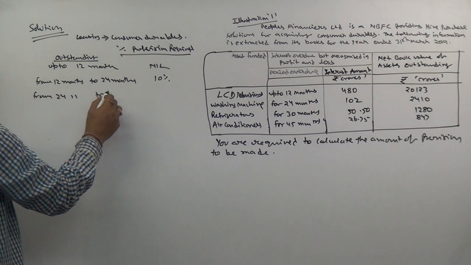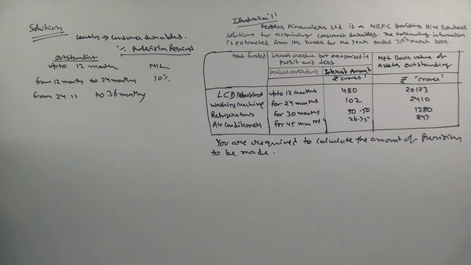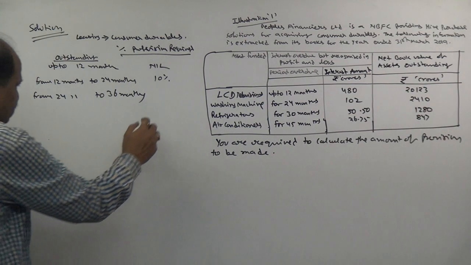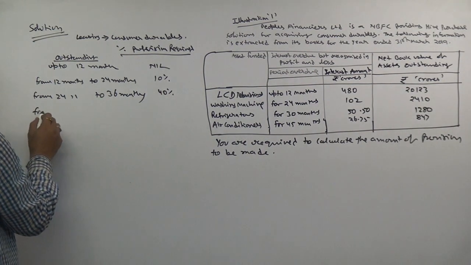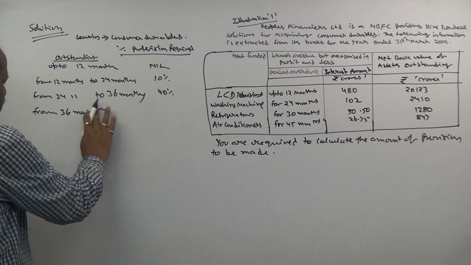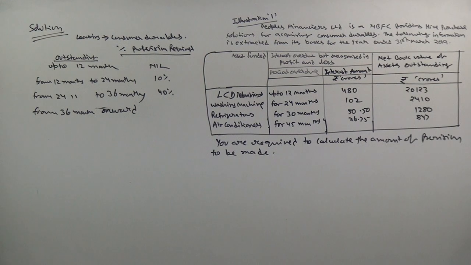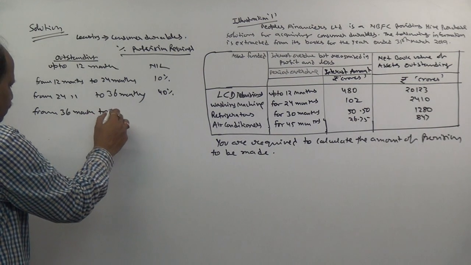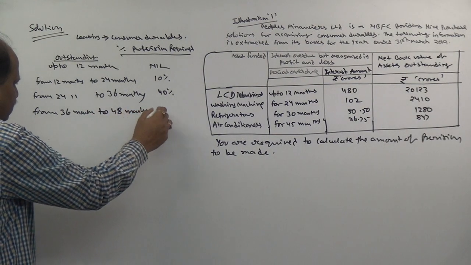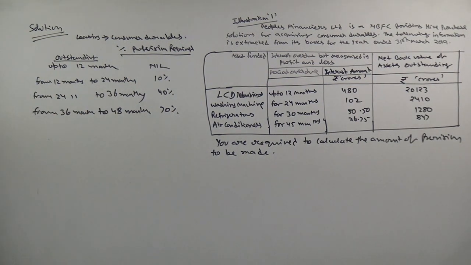From 24 months to 36 months, 40%, and from 36 months onward, we say to 48 months, 70%, and if it is more than that, you may say 100% also. So again, 10%, 40%, 70%.